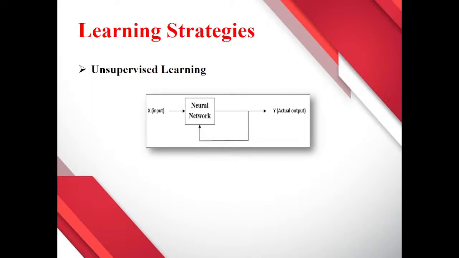After building the ANN structure, you have to train the ANN. For that, some learning strategies are required. There are three learning strategies: unsupervised, supervised and reinforcement. Unsupervised means you are feeding some unlabeled data and you are getting some output. That output itself is again training the neural network to get the optimal solution.